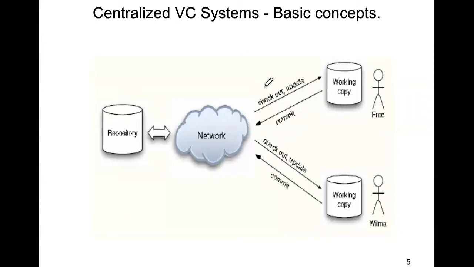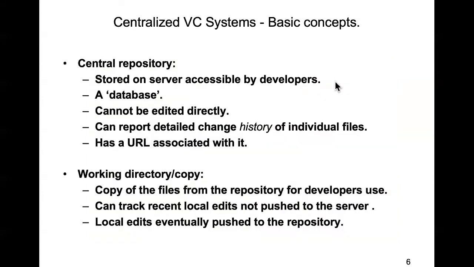So this idea of checkout and commit, these are terms that we use when we're talking about version control systems, whether it's the centralized model or not. And when we use the term working copy or working tree or working directory, that's where an individual team member can actually carry out edits on a file or set of files.